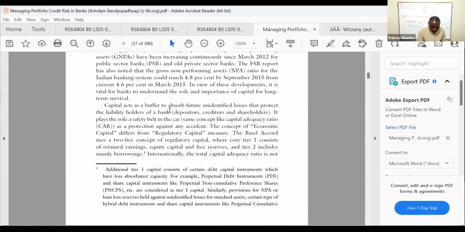Capital acts as a buffer to absorb future unidentified losses that protect the liability holders of a bank. So it plays the role, which is basically the depositors, the creditors, and the shareholders as well. So it plays the role of a safety belt in the car as a protection against any accident. So the concept of economic capital differs from rated capital measure. So the Basel Accord uses a 2-tier concept of rated capital, where core tier 1 consists of retained earnings and equity capital and free reserves, and then tier 2 includes mainly borrowings.